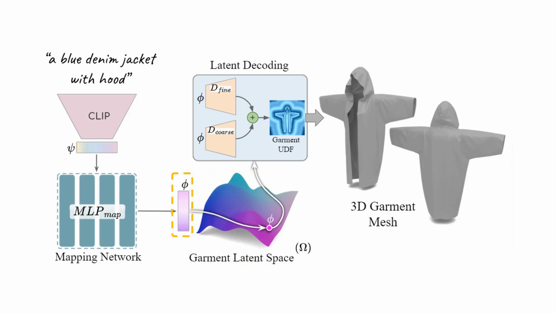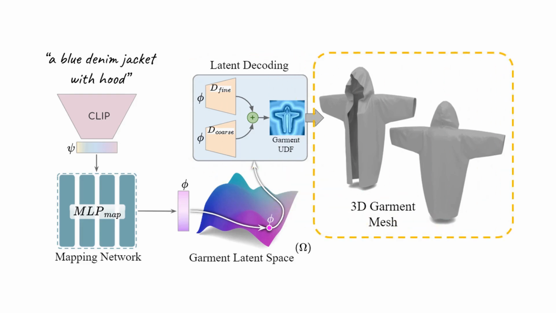The garment latent code, phi, is then passed through a two-step coarse-to-fine decoding process to obtain an unsigned distance field representation of the garment geometry. The garment mesh is obtained by running a variant of Marching Cubes algorithm, modified to handle UDF representation.